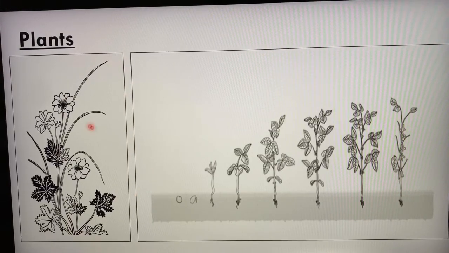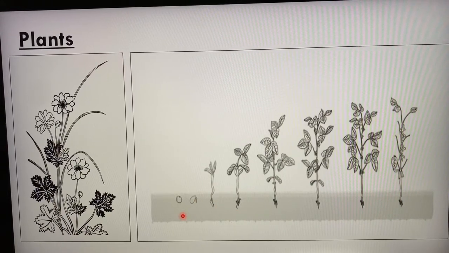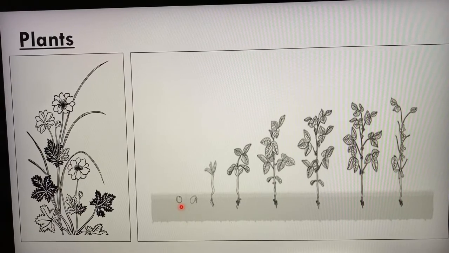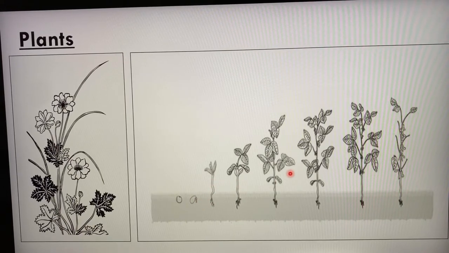So now, this is a picture of another plant. Now, I want to bring your attention more to this picture. You can see here, plants usually grow from seeds or some of them from spores, and this is how they grow. The more and more leaves develop for them to capture sunlight, in the presence of carbon dioxide and water as well, to allow them to make food.